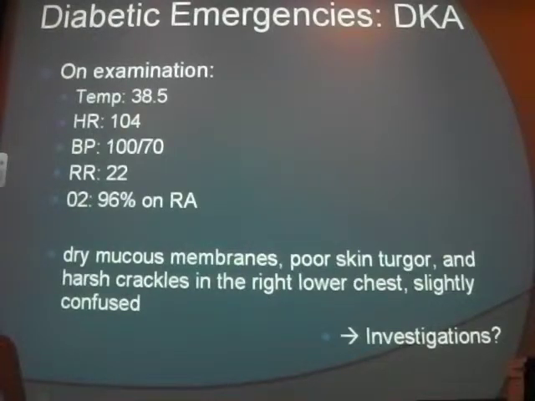What do we think is going on? Yeah, okay. So we said acute infection could be one of the main precipitants to DKA. So in this guy, it's seeming likely that he might have a lower respiratory tract infection that's precipitated DKA. What investigations do you want?